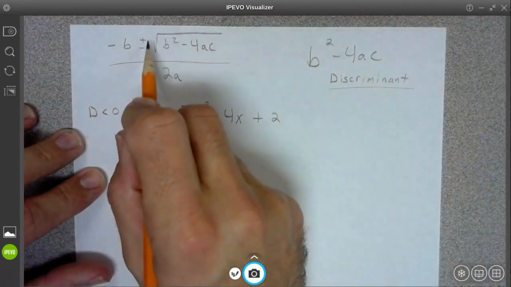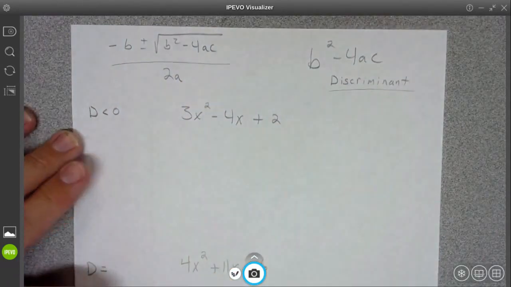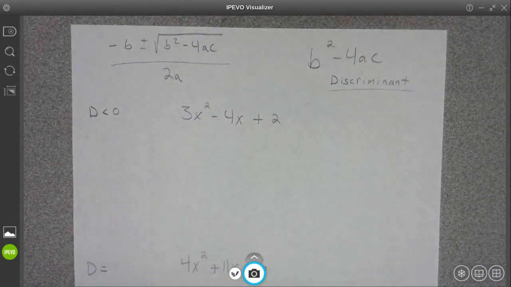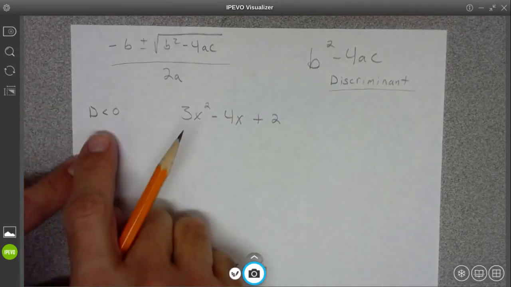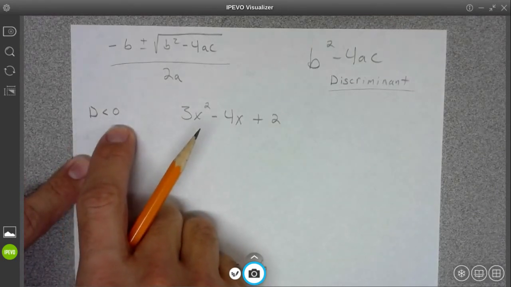So the discriminant is that part that you're square rooting in the quadratic formula, and it helps you determine what they call the nature of the solutions. It helps you determine whether they are imaginary or complex solutions. It tells you how many solutions there will be. It tells you quite a bit about it. So there's three basic cases. The first case we're going to look at is when the discriminant is less than 0.